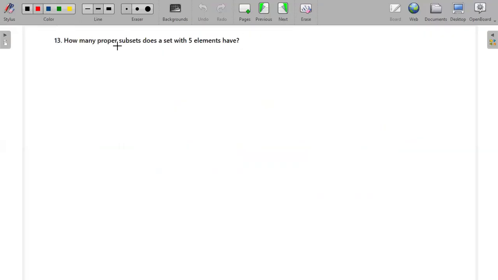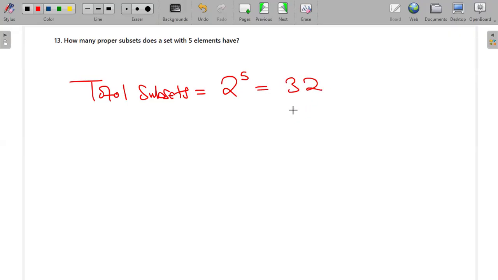Question 13, they're saying, how many proper subsets does a set with 5 elements have? So here we first have to find the total number of subsets. So the total number of subsets is equal to 2 to the power n, where n is just the number of elements. So I'm just going to write 5 there, is equal to 2 to the power 5. So that will be 32. So the total number of subsets there are 32.